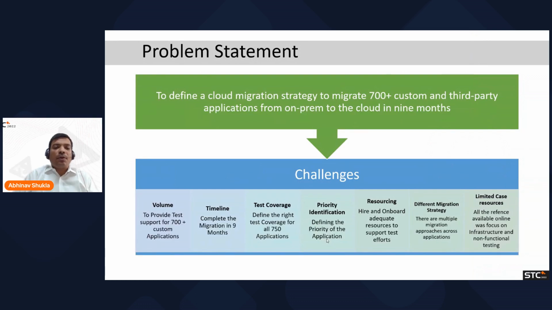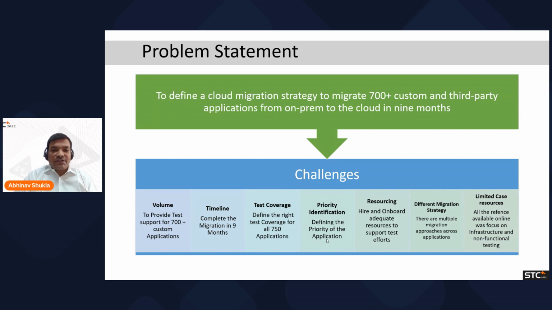So, the objective and problem statement. In the last fiscal, our organization decided to move our on-prem data center to the cloud. As most of you are aware, every organization is going through digital transformation, and our organization also decided to go to the cloud because of the pandemic and the situation we have faced. It's very good to move to the cloud to support various applications, but what exactly does this mean to us? It means we need to define a cloud migration strategy for more than 700 custom and third-party applications.